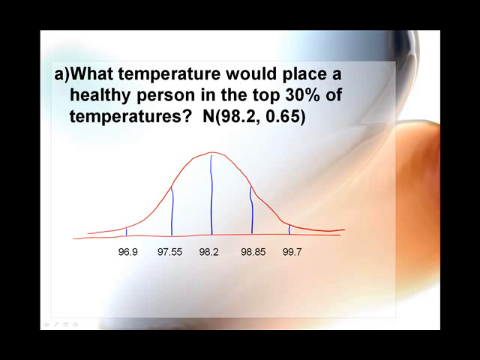In the segment farthest to the right, from 99.7 on theoretically to infinity, we have a small 2.5%. Between 98.85 and 99.7, we have 13.5% of our observations. And so somewhere between 98.2 and 98.85, we get this temperature where 30% of the temperatures, the persons with the top 30% of the temperatures, would be.